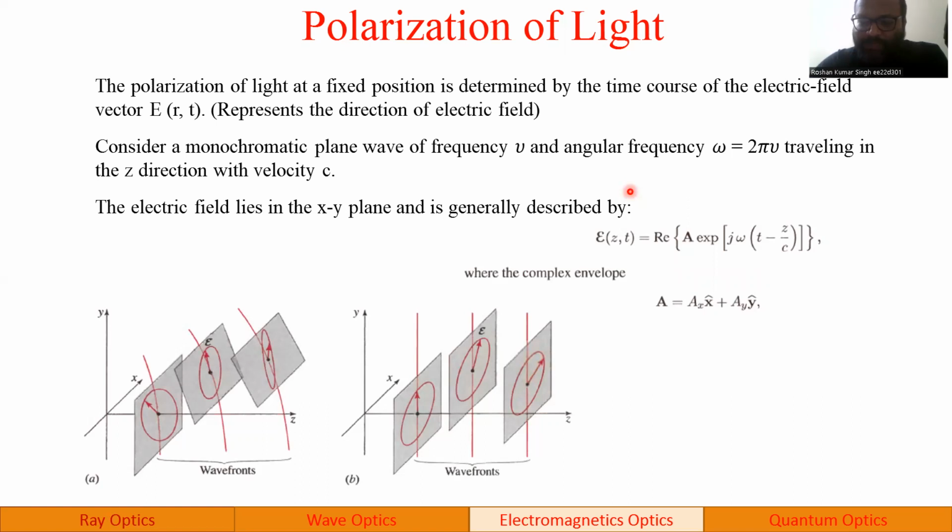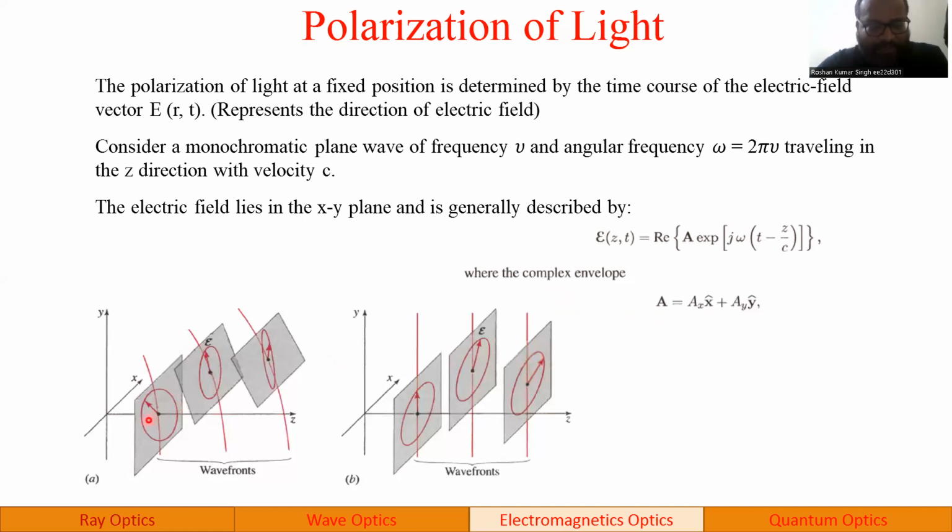This is how we denote the electromagnetic wave with the frequency nu and the angular frequency omega, traveling in the z direction. Then we denote the electromagnetic field through this equation. And the electric field is a vector quantity, so we can denote it in terms of its components of direction.